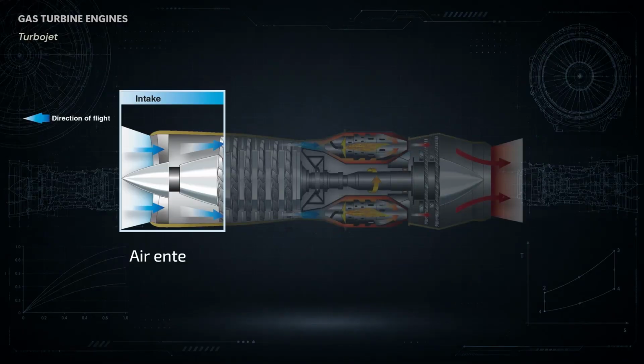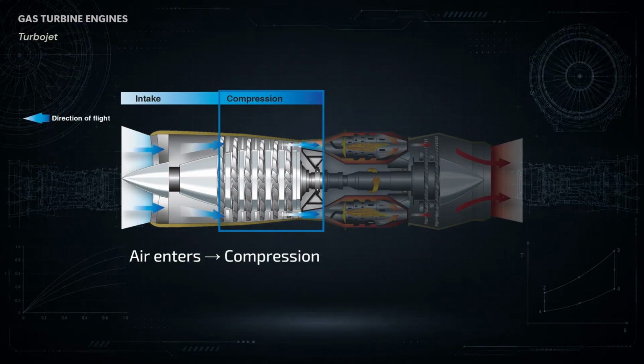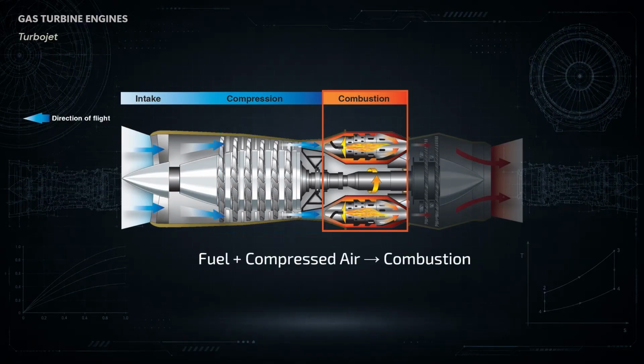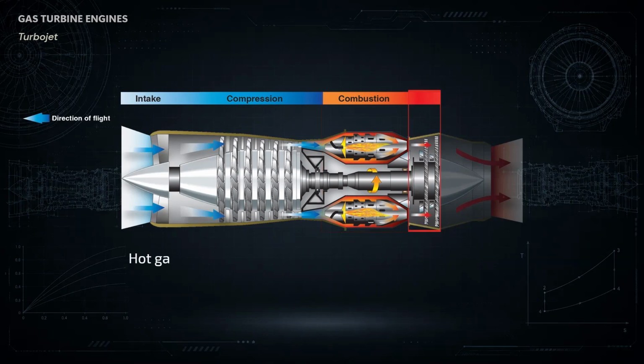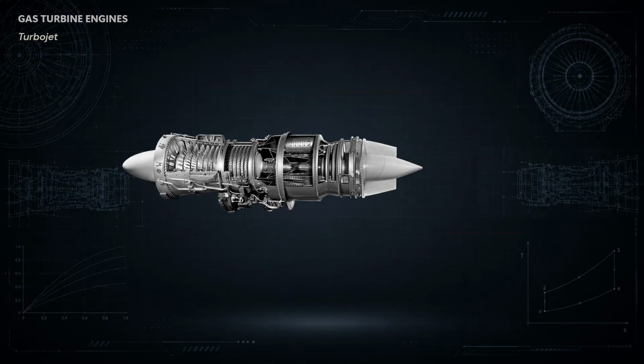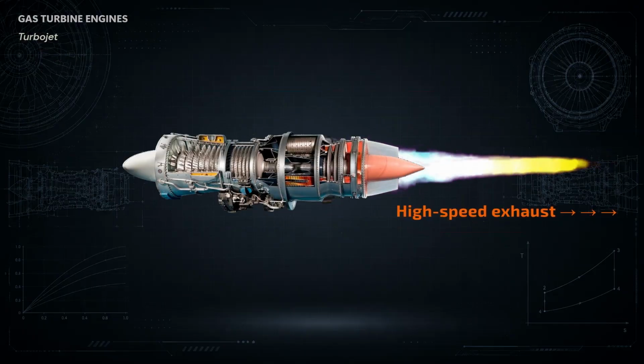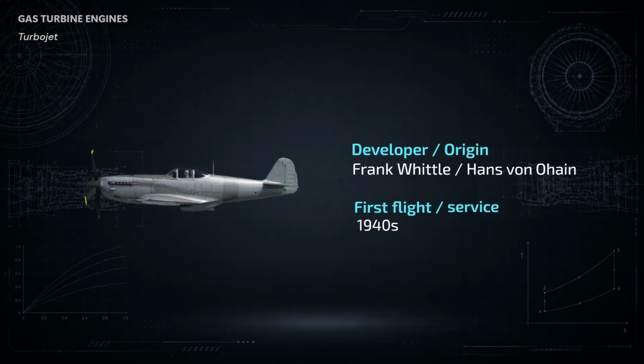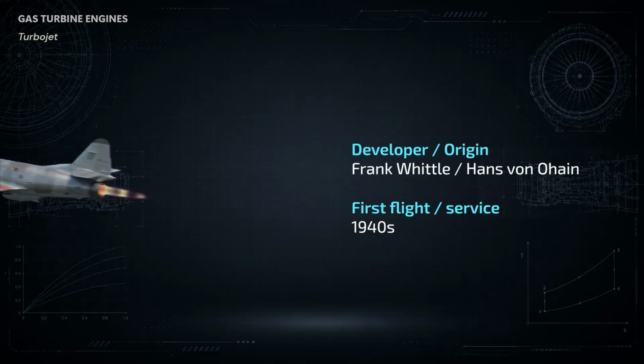The turbojet is one of the fundamental gas turbine engine designs. Air enters the compressor and is compressed to a higher pressure. Fuel is then injected into the combustor and burned. The hot gases expand through the turbine, which drives the compressor. The remaining gas accelerates through the exhaust nozzle, producing thrust. In a turbojet, a large proportion of the engine's useful propulsive effect comes directly from the high-speed exhaust. Turbojets played a major role in the transition from piston-powered aircraft to jet aviation.